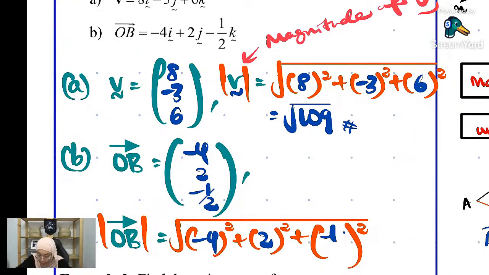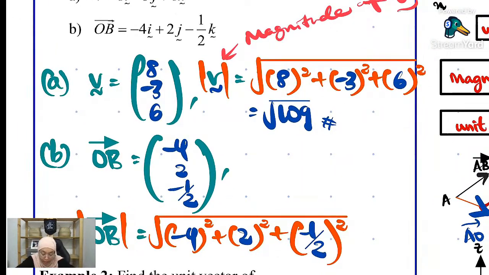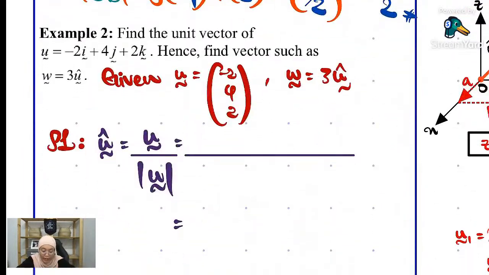2 and negative 1/2 inside of this formula of the magnitude. Okay, and then we will get 9/2. Please check it for yourself, okay? Calculate by yourself and then double check my answers just in case it's a bit wrong. Okay, example 2 we have here.